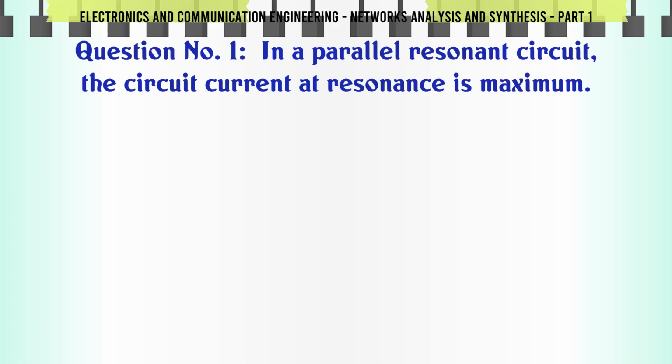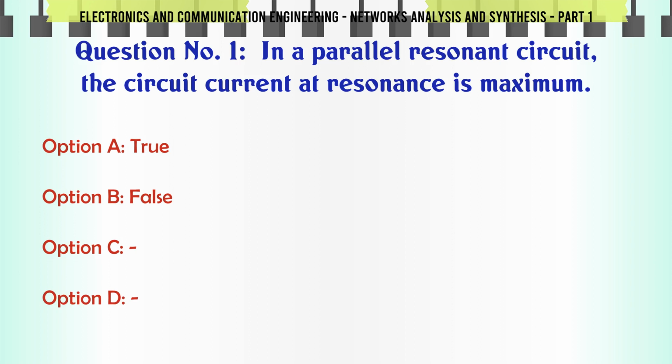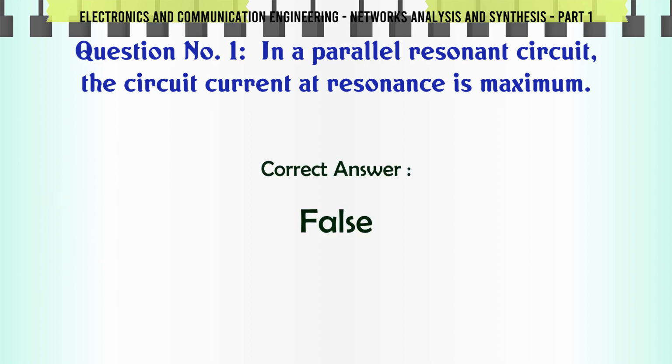In a parallel resonant circuit, the circuit current at resonance is maximum. A. True. B. False. The correct answer is false.